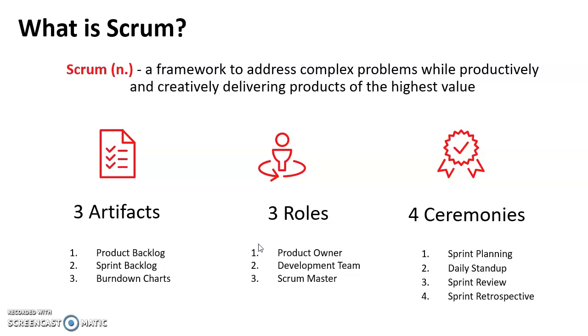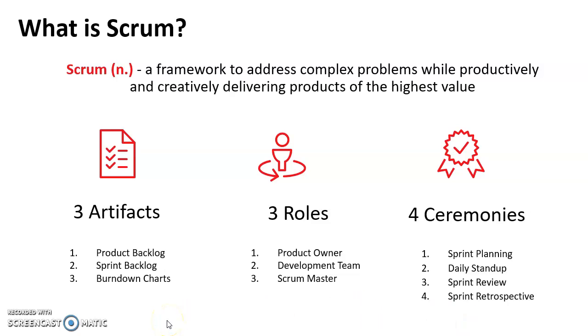Scrum contains three artifacts, three roles, and four ceremonies. You can see on screen what the artifacts are: product backlog, sprint backlog, and burn down chart. And what are the roles in Scrum we are going to play? Product owner, development team, and Scrum Master. What are the ceremonies which we are going to have? Sprint planning, daily stand up, sprint review, and sprint retrospective.